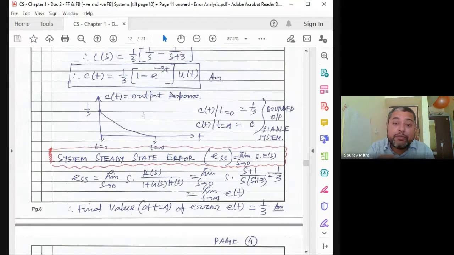If you are getting stuck, if numerator and denominator both are becoming 0 after substituting s equal to 0, you have to apply L'Hospital's rule. So that thing always goes on. So in this case, if you substitute s, the numerator is becoming 1 and the denominator is becoming 3. So limit s tends to 0, this is 1/3. So the final value at t tends to infinity of error e(t) is 1/3. So only this much you do. I will upload only this.